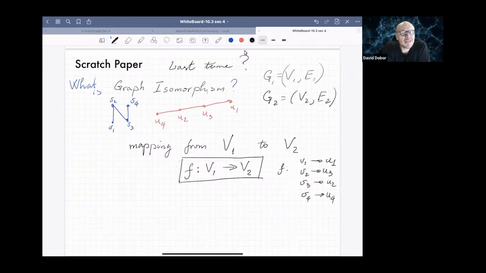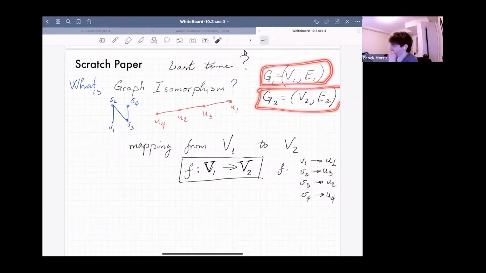Can we summarize the definition in one or two sentences? First of all, we need this mapping between the vertices, right? So this mapping itself, what kind of mapping is this? From the vertices of the first graph to the vertices of the second graph, right? So here's the first graph, here's the second graph, and I'm mapping this.